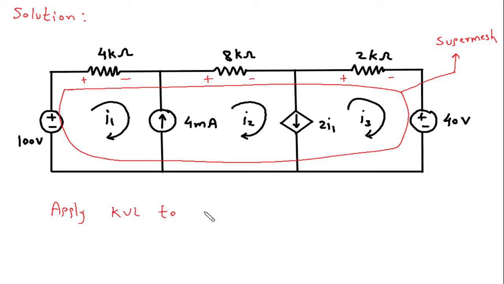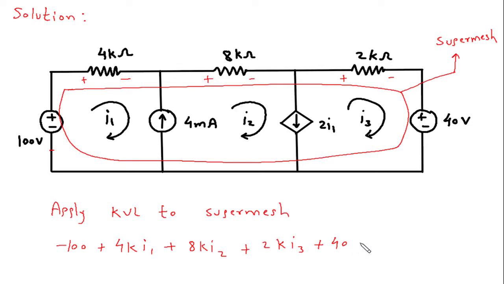Now we will apply KVL to super mesh. Let's say we will start from here. So this will be minus 100 plus 4k into I1, then plus 8k into I2, then plus 2k into I3, plus 40 is equal to 0.